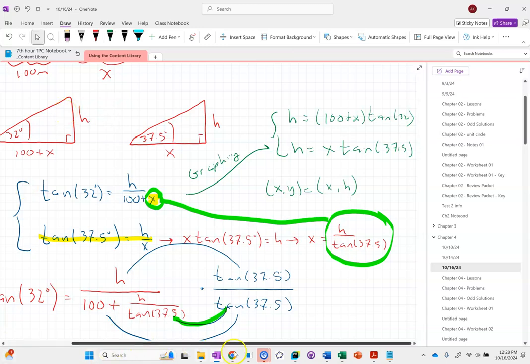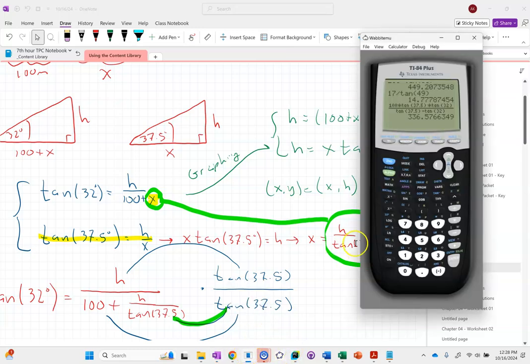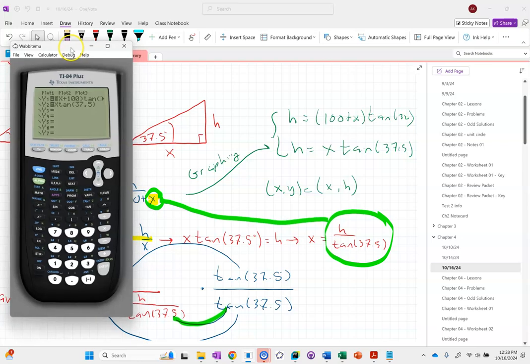All right. So I'll fire up my graphing calculator here. Let me move this out of the way. I'll type in 100 plus x times tan 32 into y1, and x times tan 37.5 into y2. And then if I hit graph, I'm going to be looking for the intersection of these two curves.